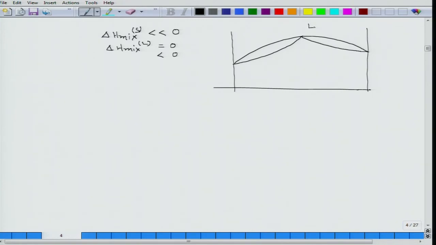this. This will be my liquid, this will be my solid, this is alpha 1 plus liquid, this is alpha 2 plus liquid, this is xB, this is temperature. And that time I am getting a point which has the maximum, that solid has the maximum melting point, it is called congruent phase.